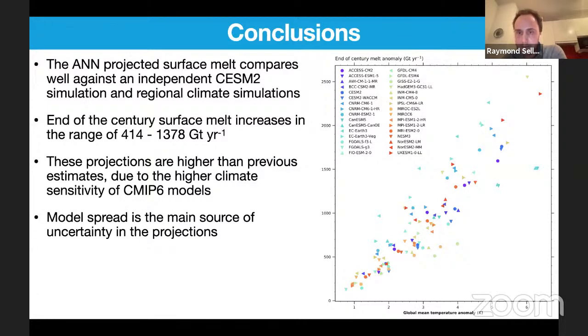Then you can see that the melt anomaly over Greenland gets higher for a higher global mean temperature anomaly. And the model spread is the main source of uncertainty in the projections.